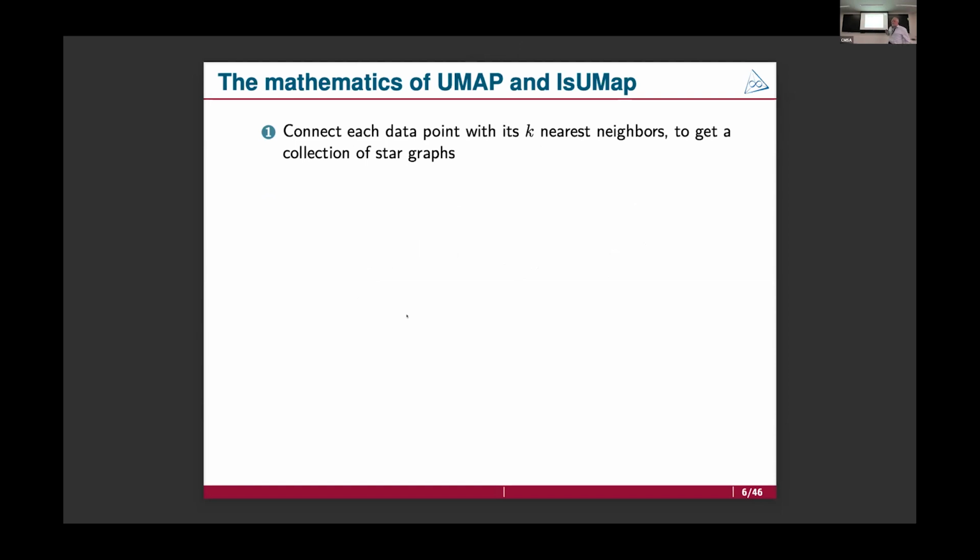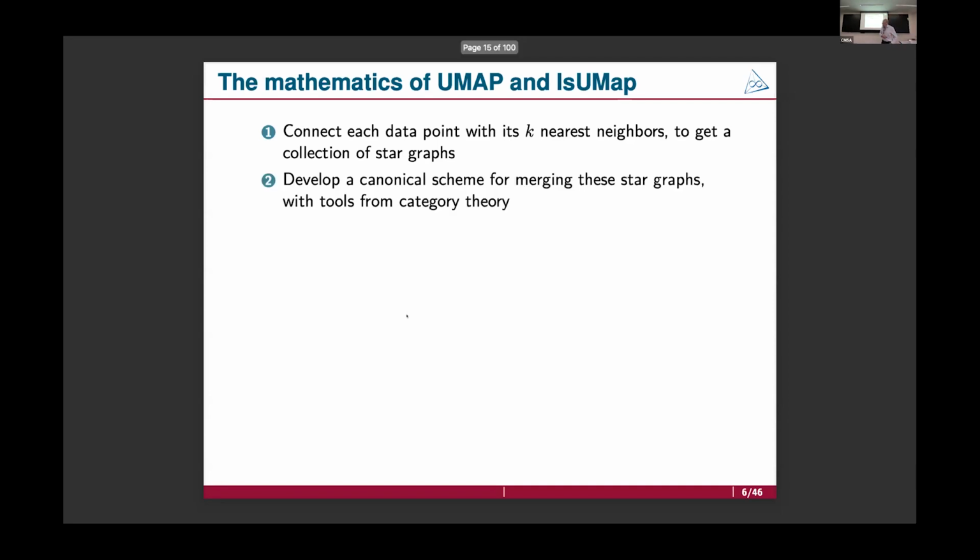So the first thing in UMAP and our scheme is to get at the local structure. So we connect each point with its k nearest neighbors, and so that we get a star graph. So the point itself is at the center, and the peripheral vertices are the nearest neighbors. So that is the local thing that we want to preserve. And then now we have these local star graphs, and they need to be merged or glued together again in order to have a global structure.